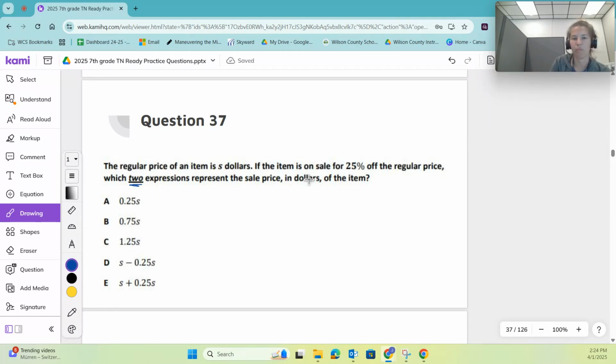All right. Now, when we solved these, we did the original price of the item, or P, minus 25% written as a decimal, also multiplied by that original price. So we're taking the original price minus 25% of that original price to equal our total. And we actually see it looks like they used S, it does say S in dollars. So S minus 0.25S. All right, and we see that exact one written right here in D.